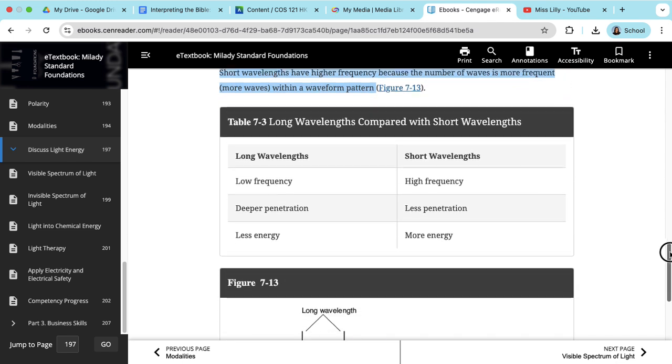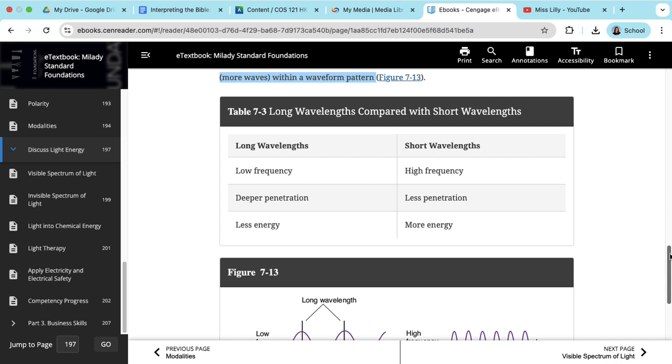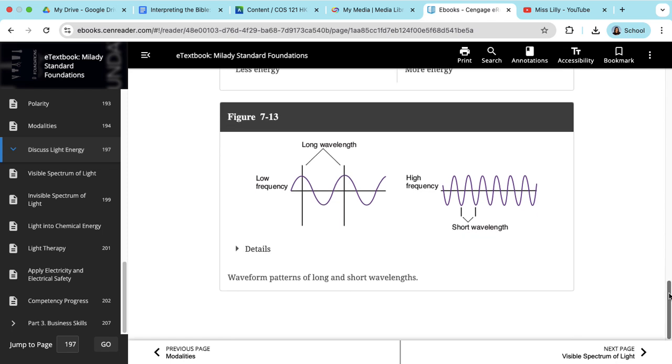In this table below, we see the difference between the long wavelength and the short wavelength. So a long wavelength is low frequency, deeper penetration, and less energy. A short wavelength is high frequency, less penetration, and more energy. Here we see an example of low frequency. The waves are apart. And high frequency, they're closer because they're shorter.